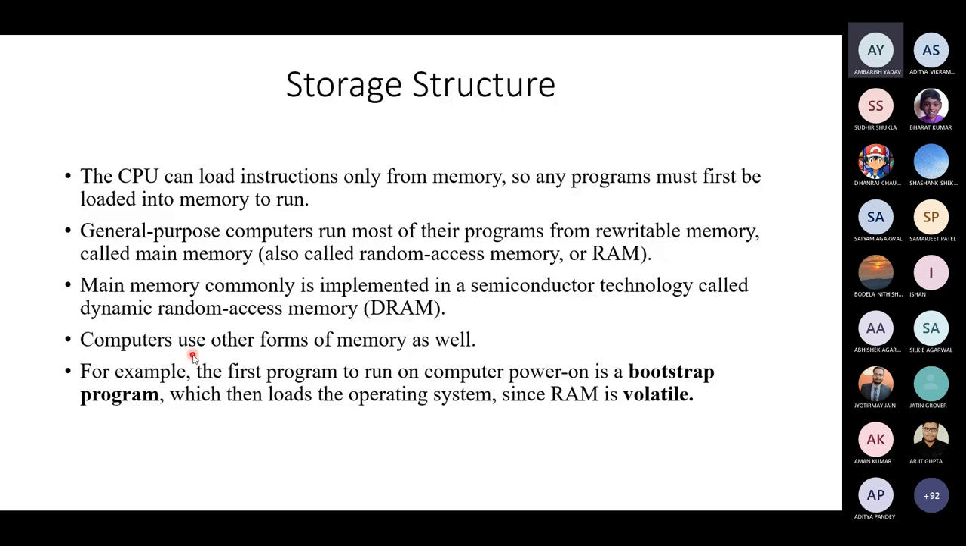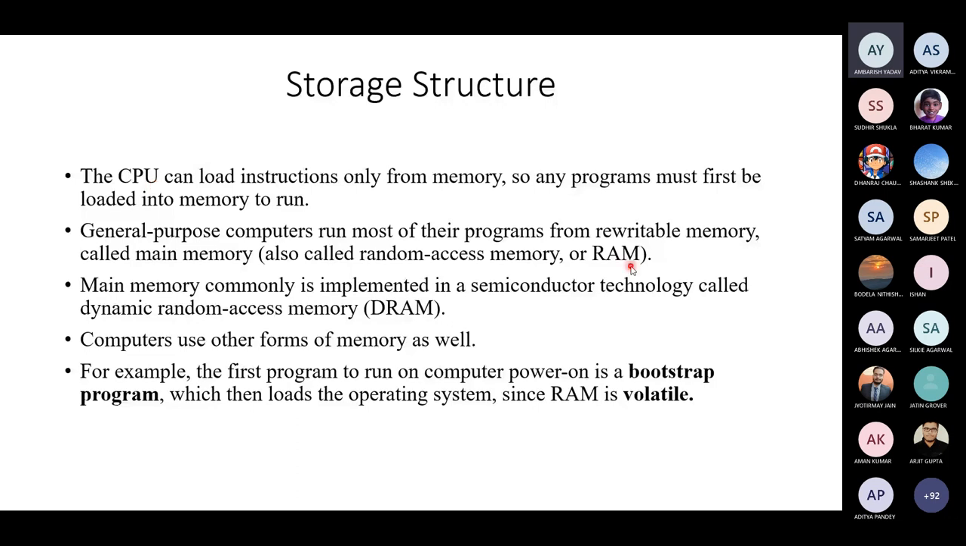For example, when you power on a computer, a simple bootstrap program is loaded, which then loads the operating system, since RAM is volatile. Okay, this is what we are discussing, right? The first program that will load is the bootstrap, which will link to your operating system. Then the operating system will be loaded. But if a CPU has to execute some instruction, it has to come to the RAM. From RAM, it will go to the processor. I will show you some more examples subsequently.